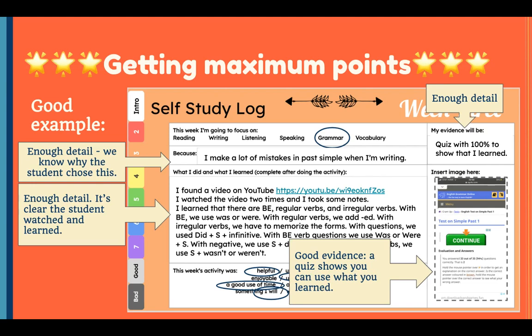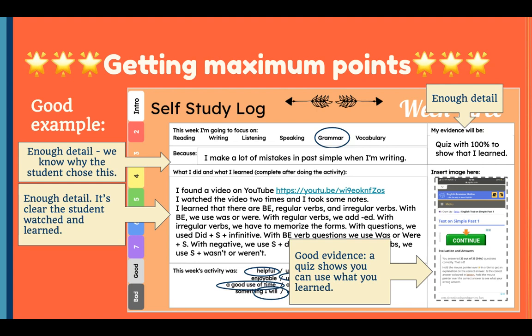Now, how to get maximum points. Well, for what you're going to study, this says, I make a lot of mistakes in past simple when I'm writing. That's enough detail. So we understand why the student chose this. For describing the activity, we have lots of steps. We have the exact video. We have some things that the student learned. There's a lot of detail there. It's clear what the student did, what they watched, and that they learned.